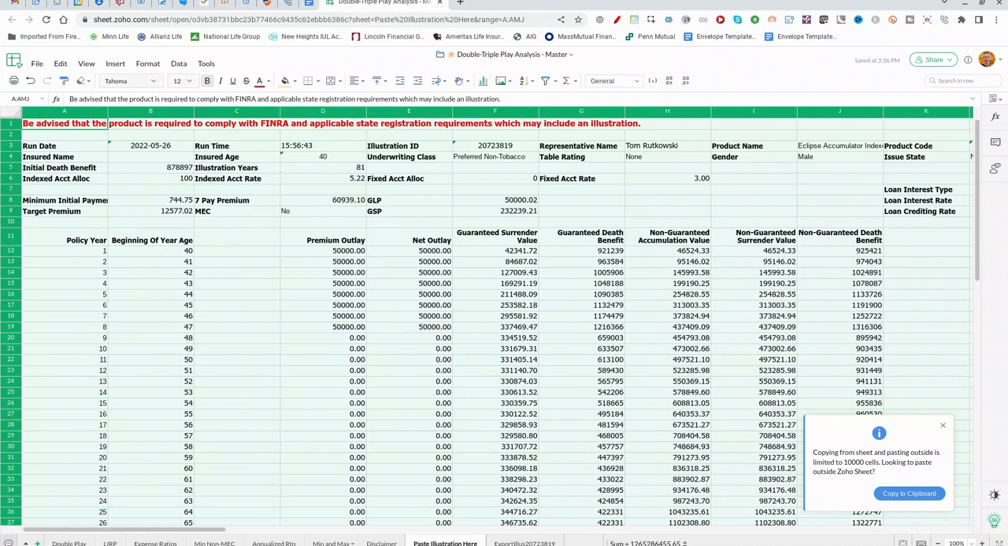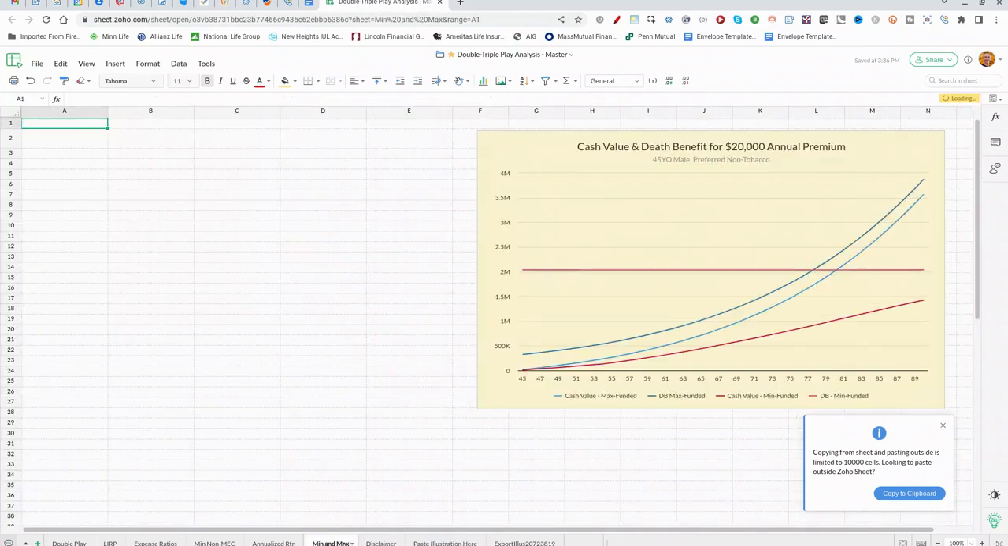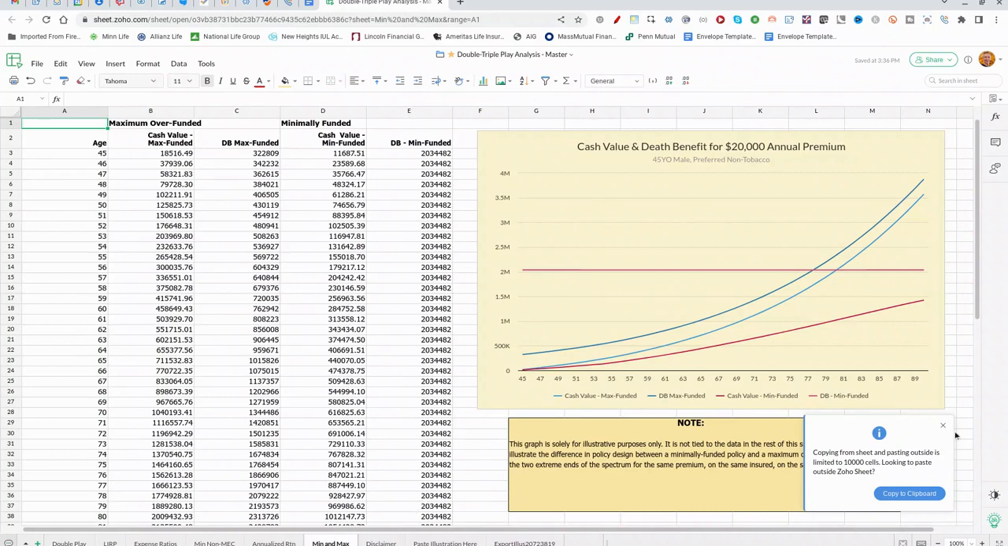All right, I'm going to go through these backwards. So this min and max tab, this does not show any calculations. This is here simply to show you the difference between a minimally funded life insurance policy and a maximum overfunded life insurance policy. So the graph that you're looking at there is showing two policies. Both have a $20,000 annual premium. Only one is solved for the maximum death benefit that you can get for $20,000. And the other is solved for the minimum death benefit that you can get for $20,000.